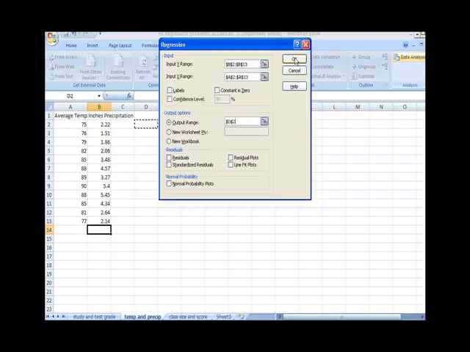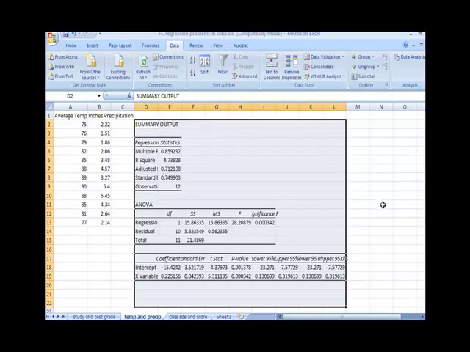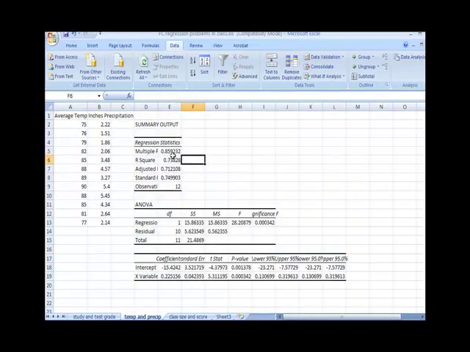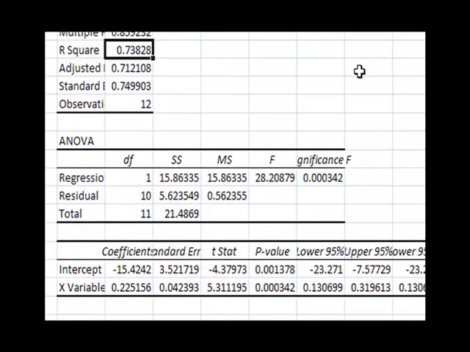And an output range. Here's my summary of everything. Again, I have a strong R, 0.859. That's a strong positive. An R square, I can say that 74% of precipitation is explained by temperature.